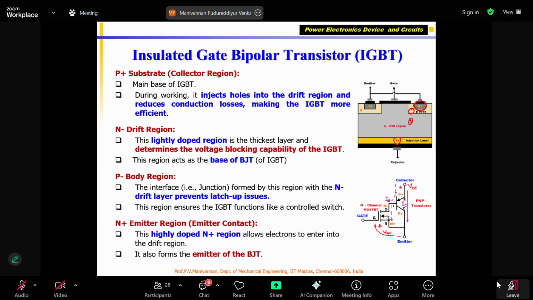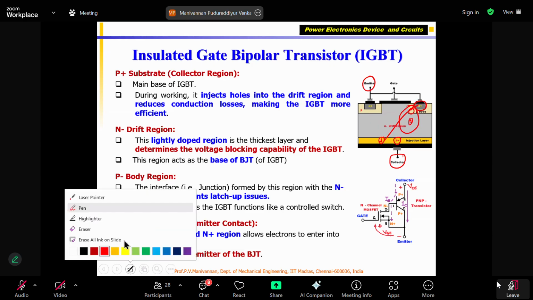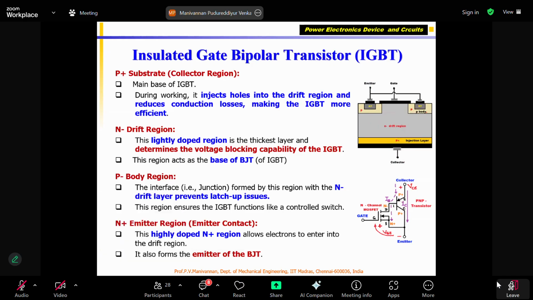First layer this. Now, if I don't give external voltage between collector and emitter, these holes here wanted to go here, but these two layers are preventing it: the N drift layer and the P body layer. These are the names. Please note that this layer is called the P body layer. This is called the drift layer. This is called the injection layer. The injection layer consists only of positive holes. Already they are there.